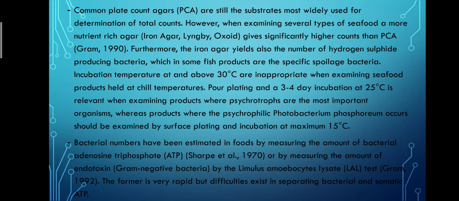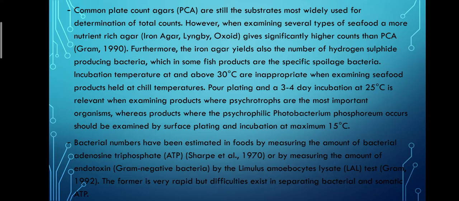So the common plate count agars are still the substrates most widely used for determination of total counts. However, when examining several types of seafood, a more nutrient-rich agar gives significantly higher counts than PCA. Furthermore, the iron agar yields also the number of hydrogen sulfide producing bacteria, which in some fish products are the specific spoilage bacteria.